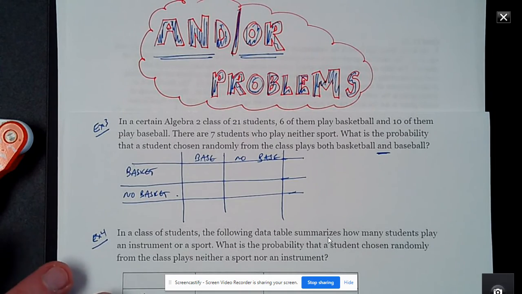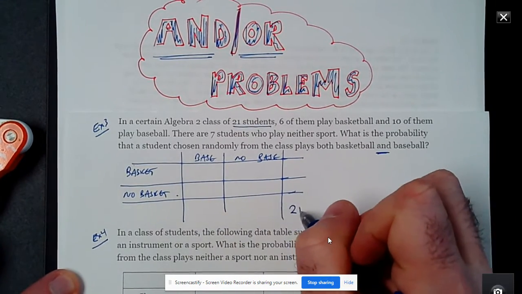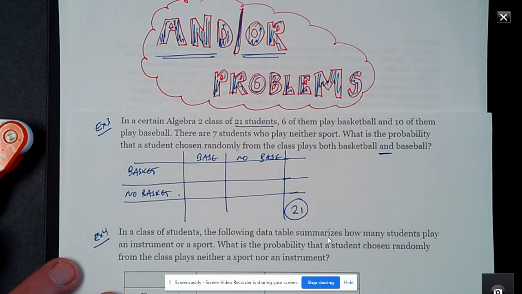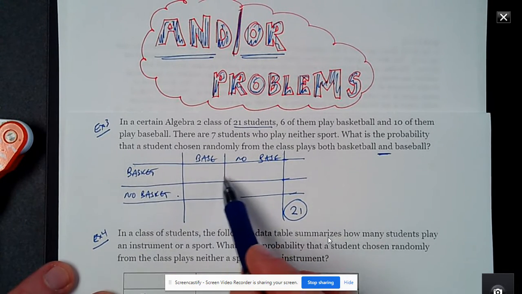So let's put in what we know. We know there are 21 students in the class, so my overall total, which will go right there, is 21. Now, 6 of them play basketball. So this is the row for all the basketball players.